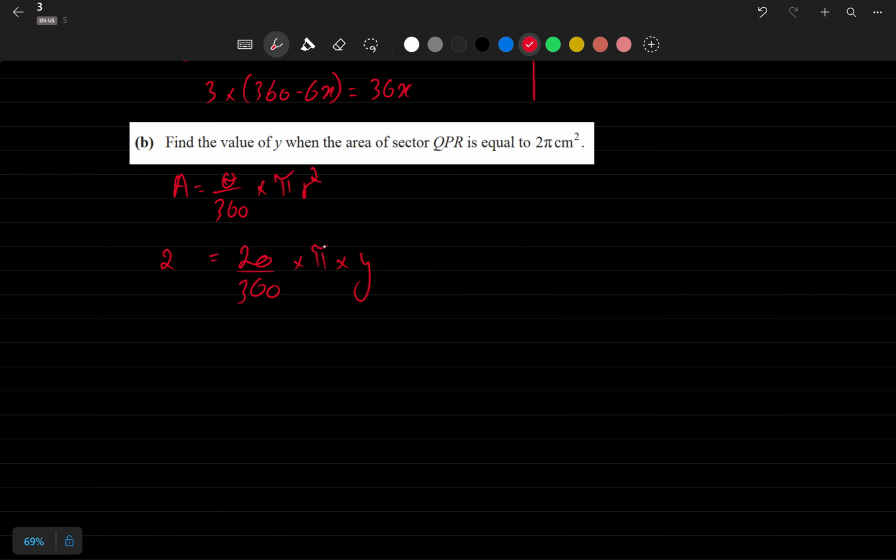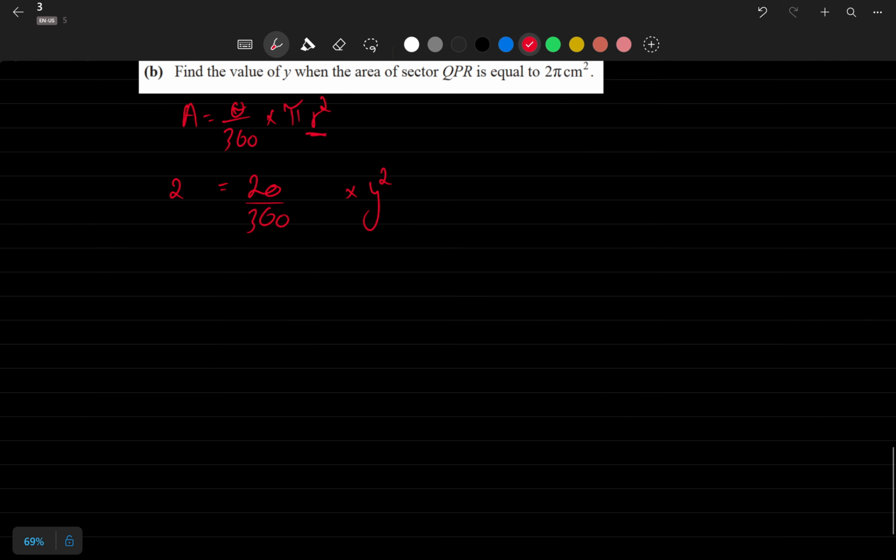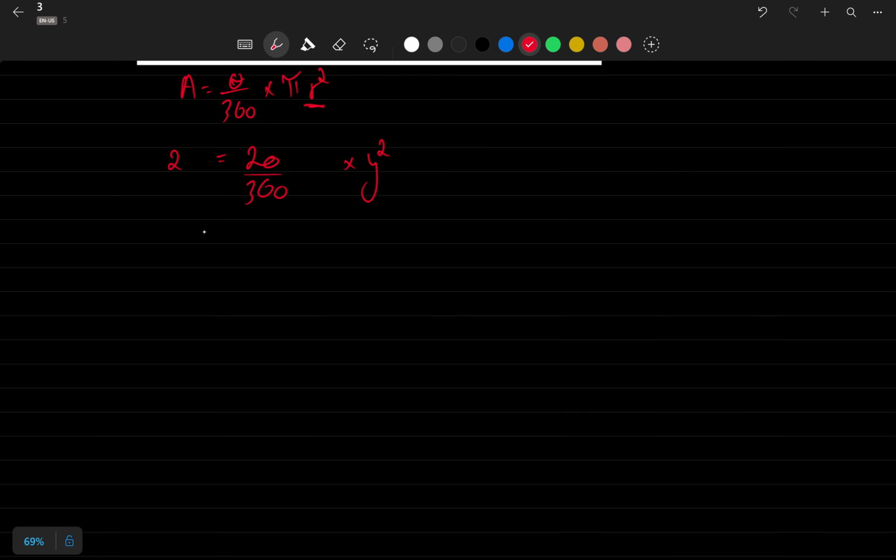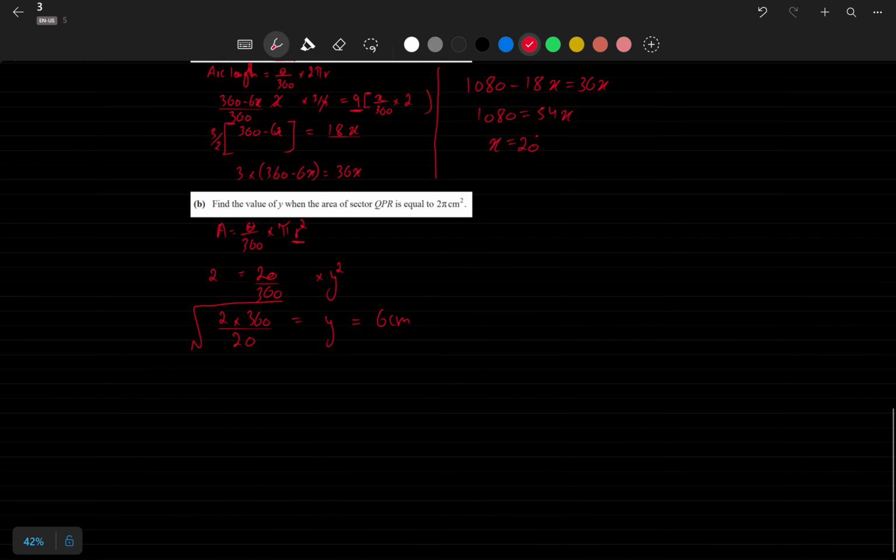So pi is simply gone from both sides. This is y square because this is r square. Now multiply 360 with 2, and divide it by 20. So 2 times 360 divided by 20 gives you y square, but take the square root and it will give you y. If you solve this, you will get an answer of y is equal to 6 centimeters because all values were in centimeters.